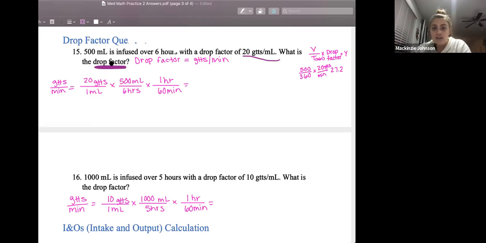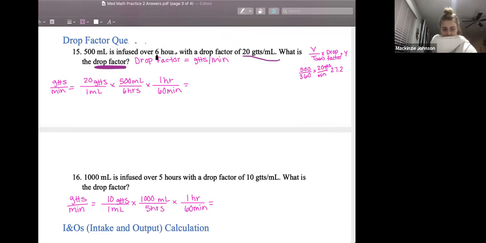The drop factor, right, which is going to be GTTS per minute. So that's something to write down, star, highlight, whatever. Remember, if it just says drop factor, it might not give you the unit. So you need to know that drop factor is GTTS over minutes or milliliters, either one. So in this case, it's asking for per minute, but it's given per milliliters, but that's okay because it gives us the time in the problem.